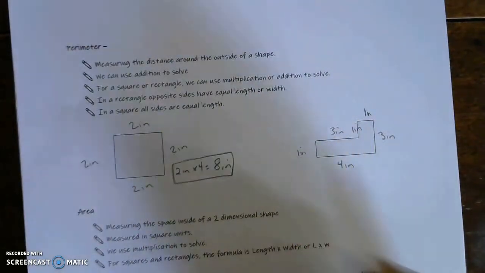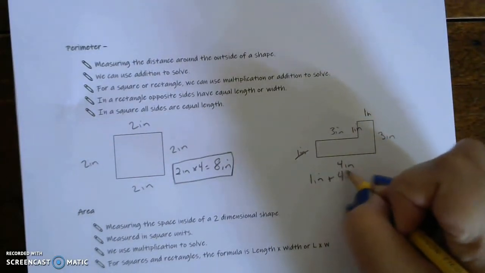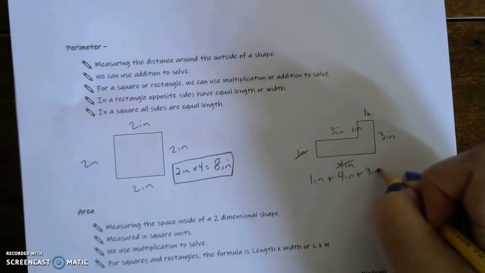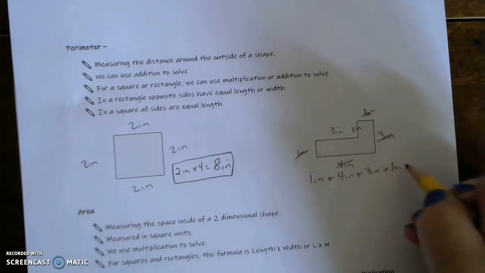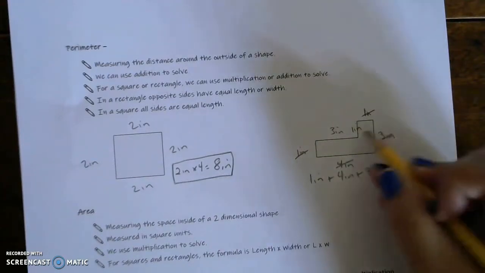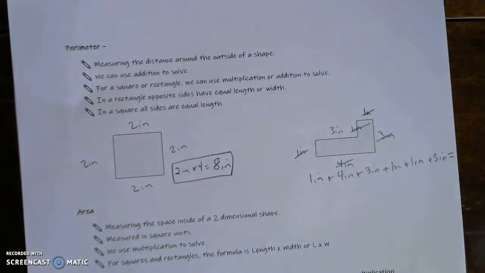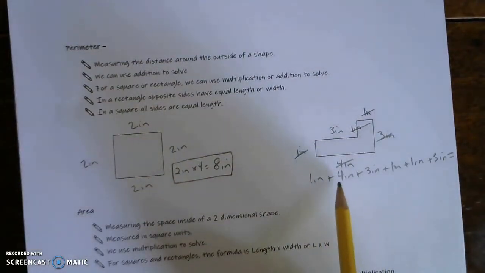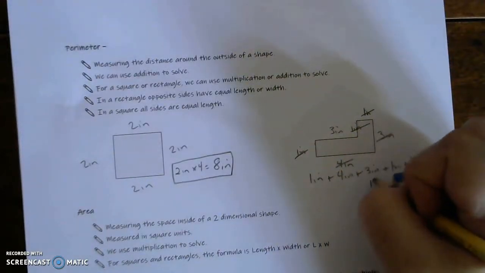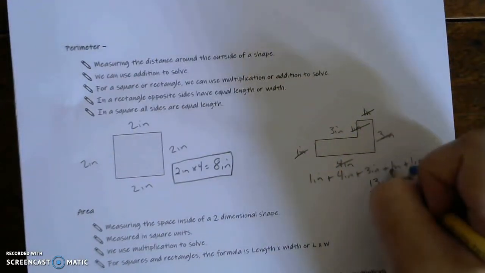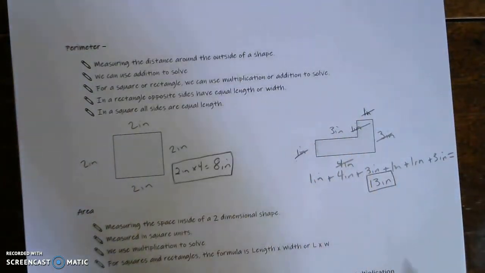So let's start here. 1 inch plus 4 inch plus 3 inch plus 1 inch plus 1 inch plus 3 inch. And what is that going to equal? So 1 plus 4 is 5, 6, 7, 8, 9, 10, 11, 12, 13. 13 inches in all. That is the perimeter of this shape. So that's all the way around.